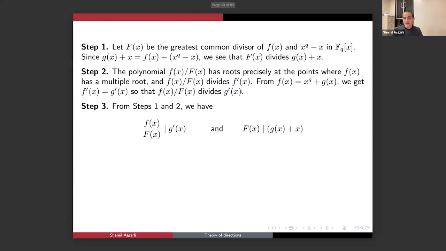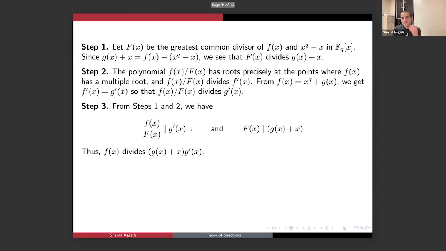So step 3 is just to combine these 2 divisibility conditions. I take the divisibility condition from step 2 here, and I take the divisibility condition from step 1 here, and I combine them. How do I combine them? Well, I can just multiply these 2 terms. This means that f of x, lowercase f of x, in fact divides the product of these 2 polynomials. So it divides the product of g of x plus x and g prime of x.